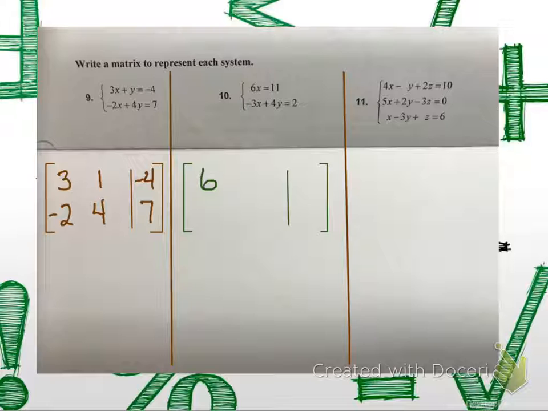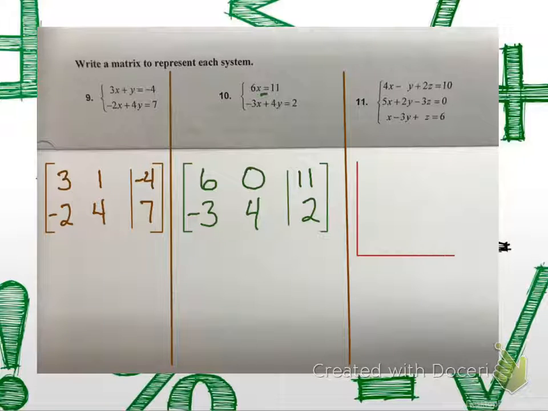Now, for the first equation in number 10, I have 6x equals 11. So I've got 6 for the x column. I don't have a y, so that's why I put the 0. Second equation, I have a -3 for x, a 4 for y, and a 2 for our answer, our constant.